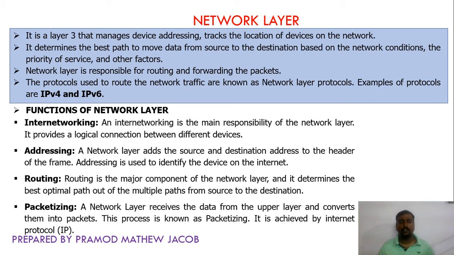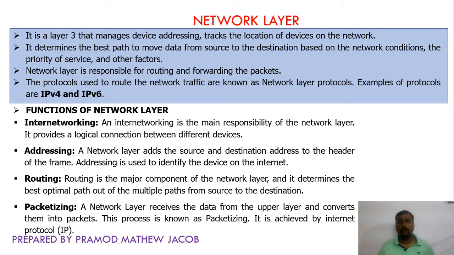The next one is routing. As the name suggests, it is used for routing the packet from the source to the destination. There are different paths from the source to the destination. So the network layer will execute some routing protocols or algorithms to find the best optimal path out of the multiple paths from the source to the destination.